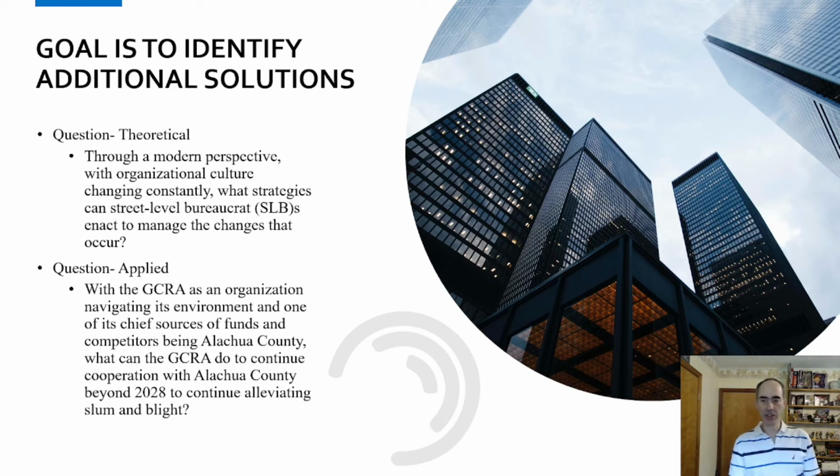The second question is an applied question that is relevant because the agreement between the City of Gainesville and Alachua County that formed the GCRA expires in 2028. There has been a lot of organizational change with the GCRA. In 2019, it changed from being an agency called out in state statute to being a city department. So that was a major change that took place in this organization, and there will be potentially another major change in 2028 if the organization no longer were to be continued.